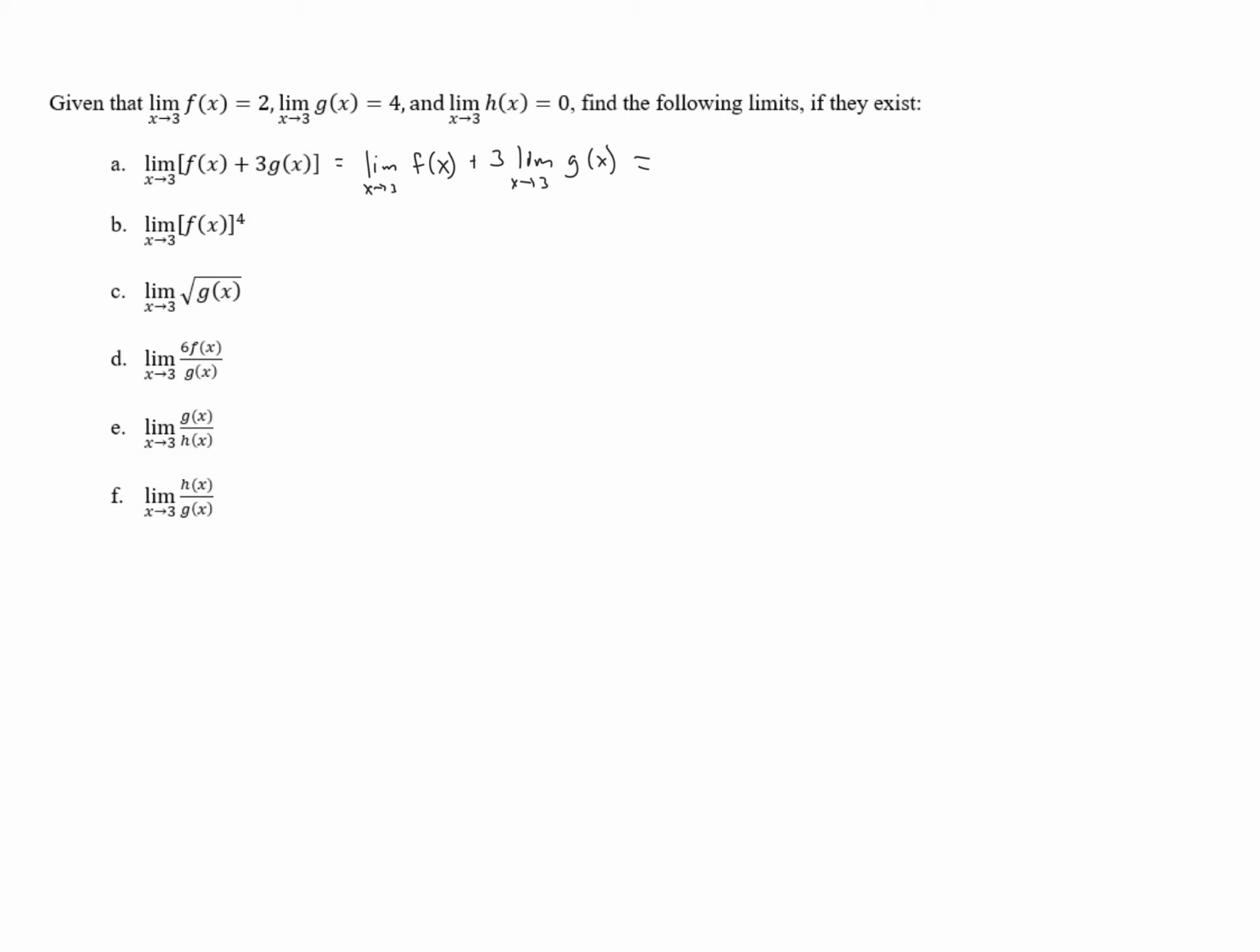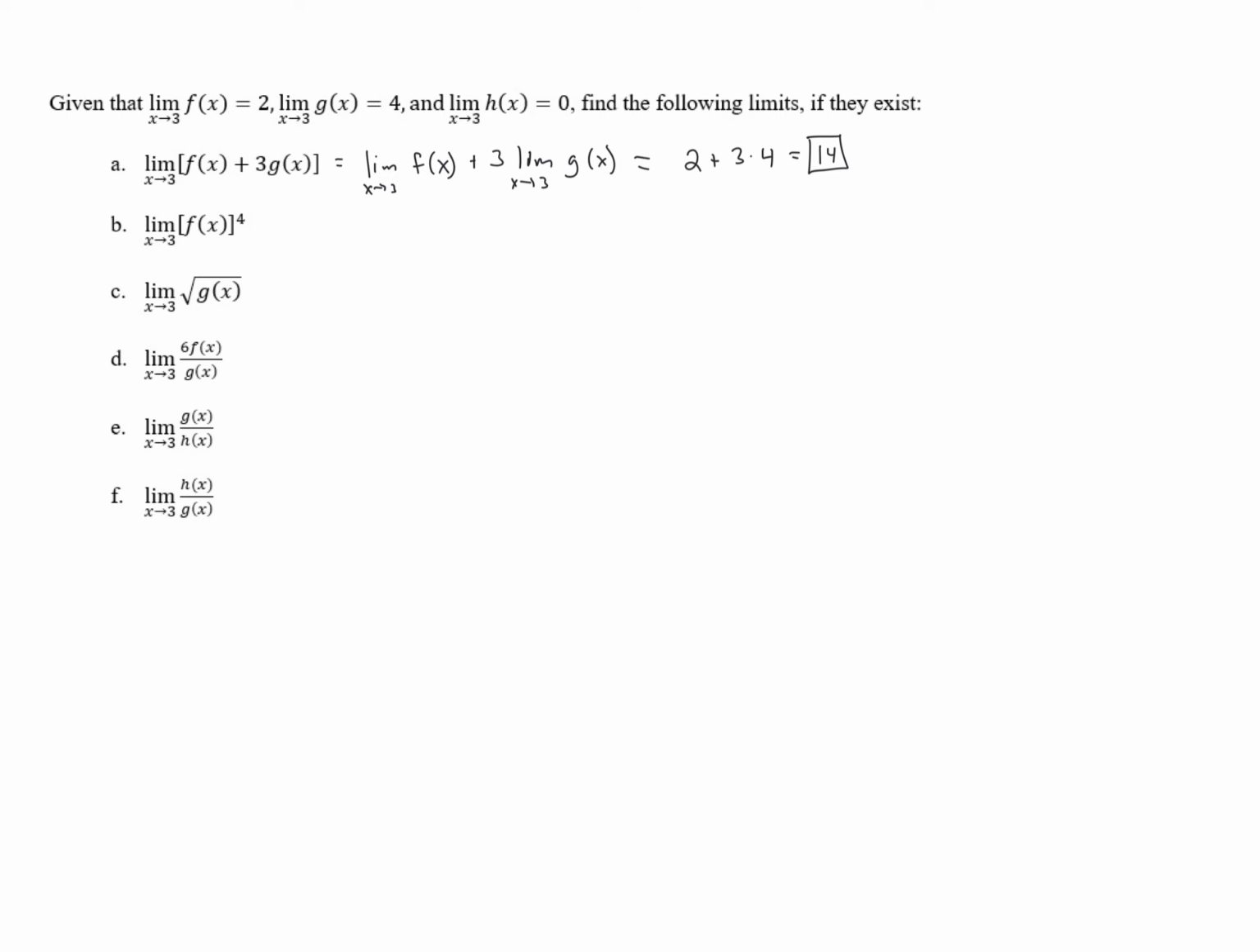And we know the values of those limits, so we can plug them in. The limit of f of x is 2, and then plus 3 times the limit of g of x, which is 4. And then we can simply do the math. 3 times 4 is 12, plus 2 is 14. So that limit is 14.